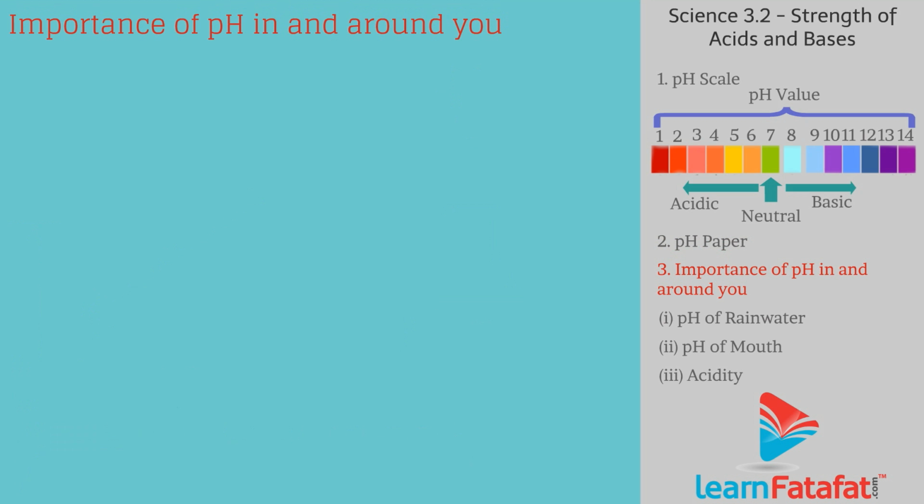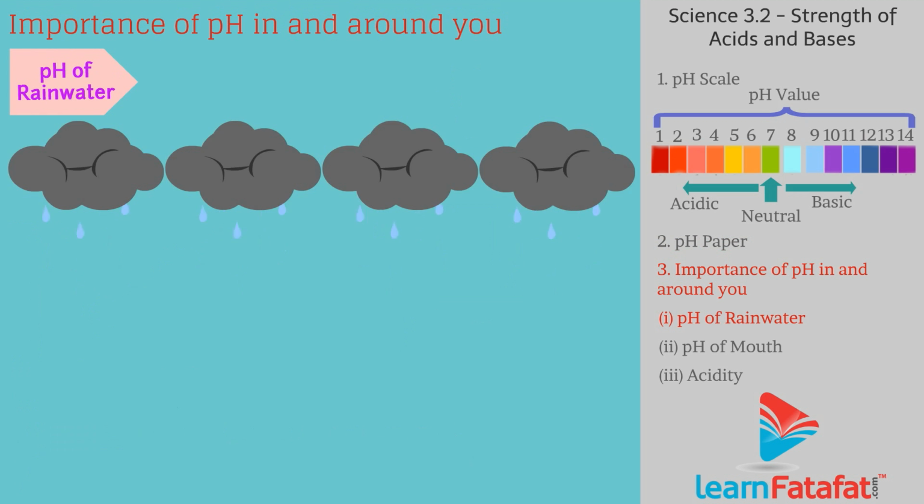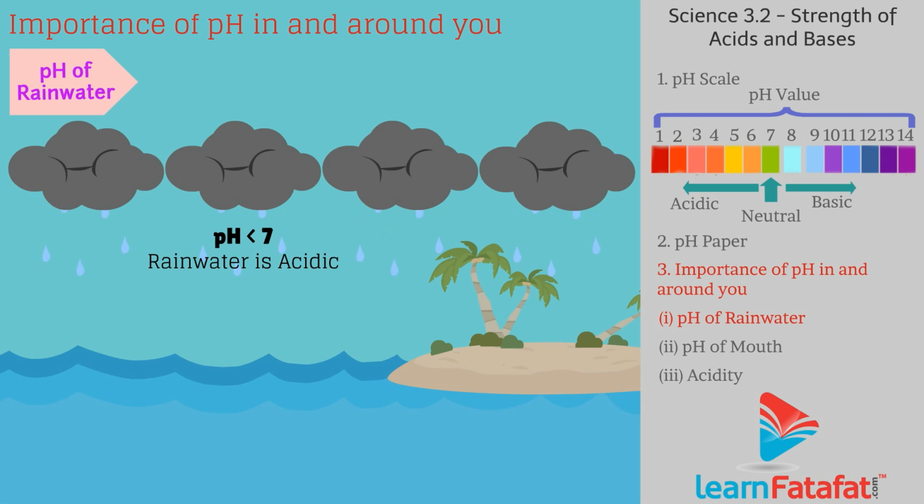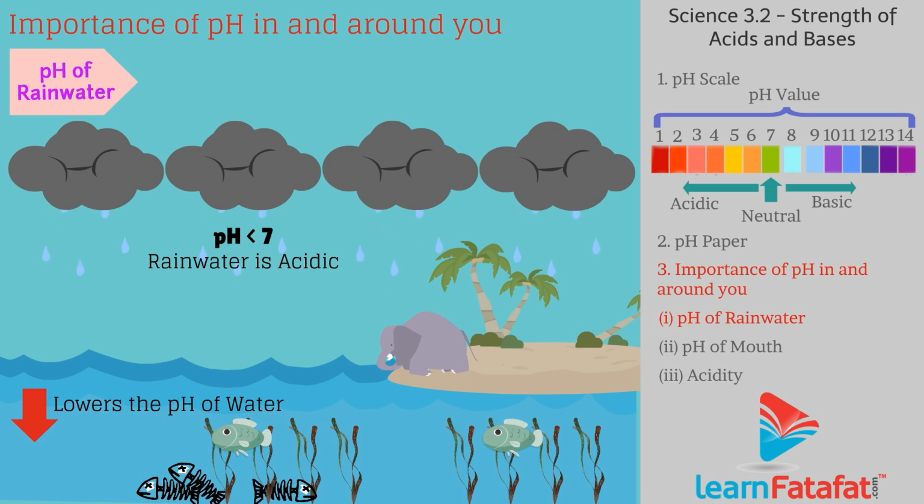Importance of pH in and around you. pH of rainwater. Ideally, the pH of rainwater should be 7, as water is neutral. If the pH of rainwater is less than 7, then it indicates that rainwater is acidic. Such rainwater, when mixed in river water, lowers the pH of the water. This lowering in pH value of river water leads to damage of aquatic life, plants and animals.